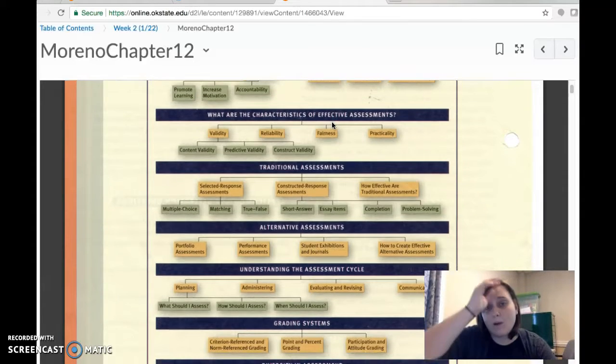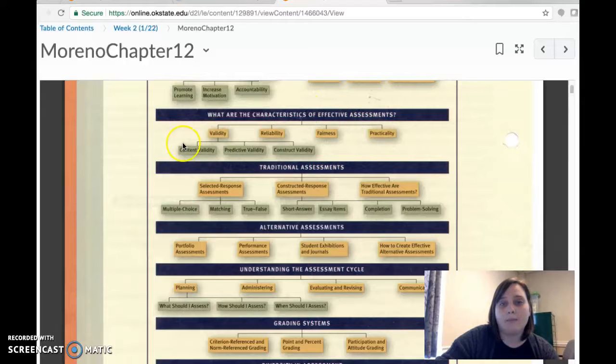And then the second question asks if the assessments in this class are effective. So this is what I'm talking about when I say effective. Validity, reliability, fairness, and practicality, and then there are different types of validity. So you'll want to read through that in the book. You only have to answer one of the discussion questions, but you should answer it really thoroughly because it's worth 20 points. So I have really high expectations for those.